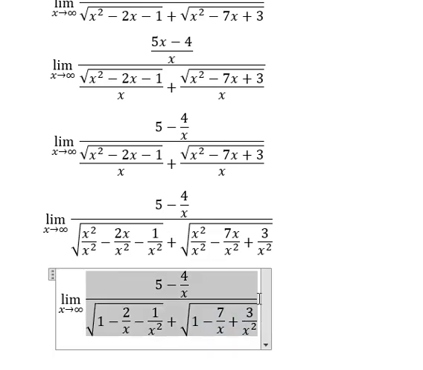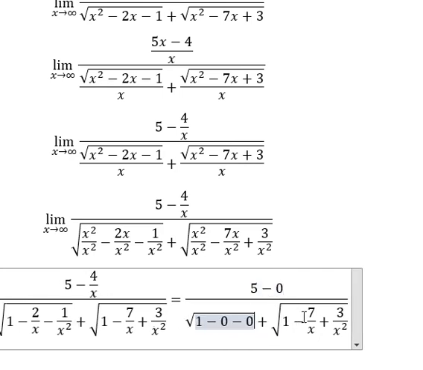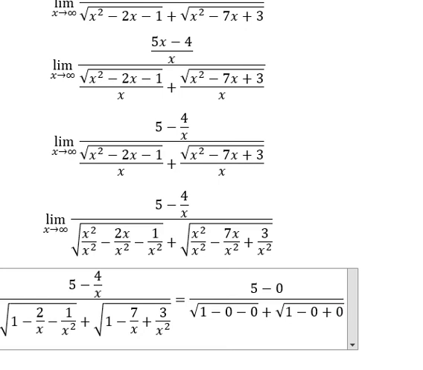So we get the final answer. And that should be 5 over 2.